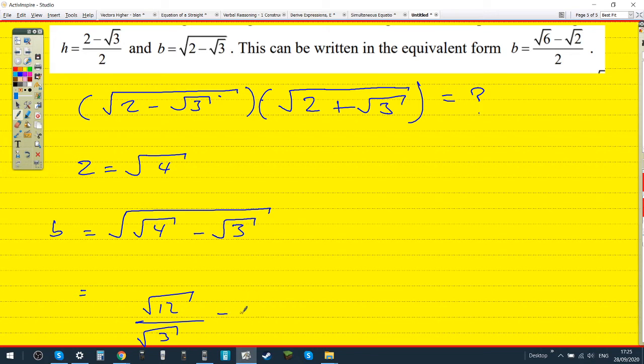Nah. Because then you could get this one as root 12 over root 4. But then you still have a square root. This might work, but might not. Let's see. So the common denominator would be root 12. So it would be root 4.